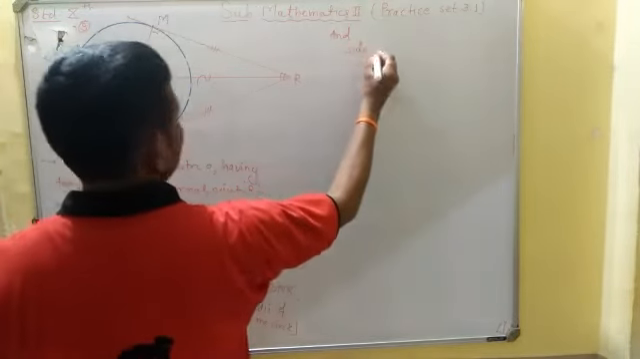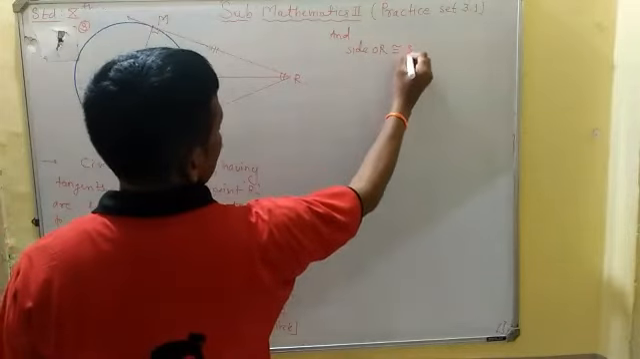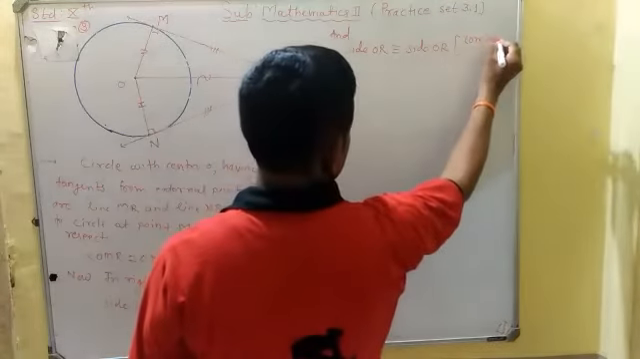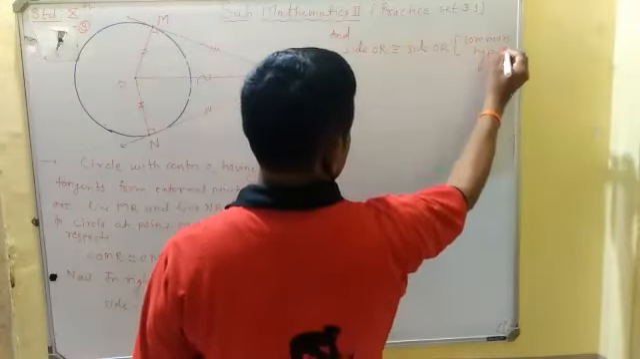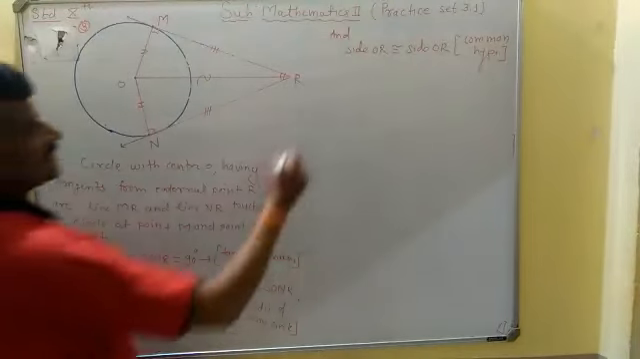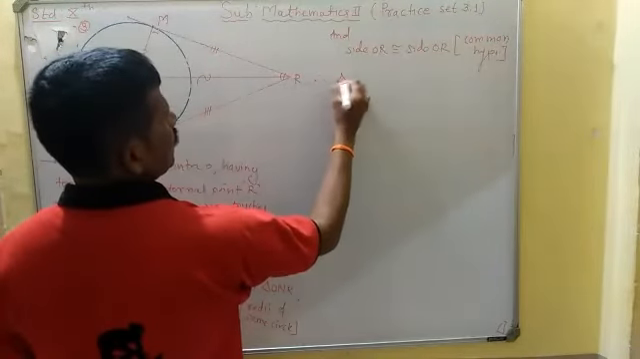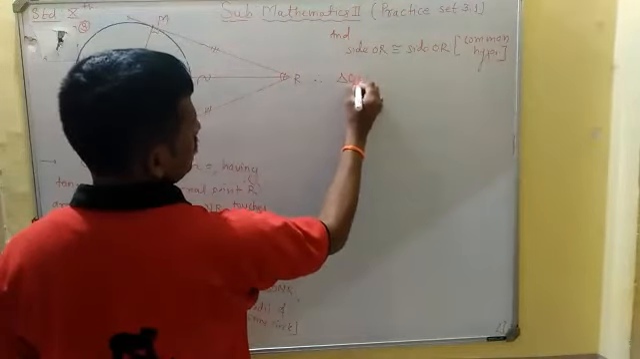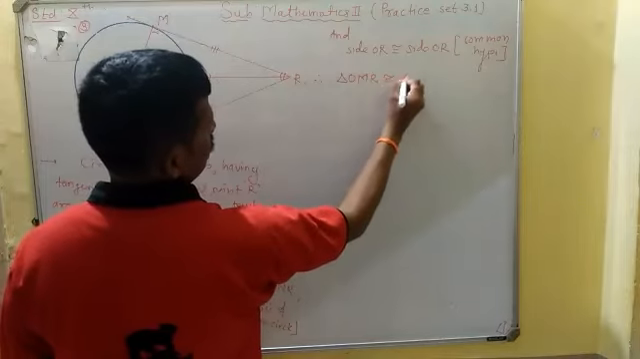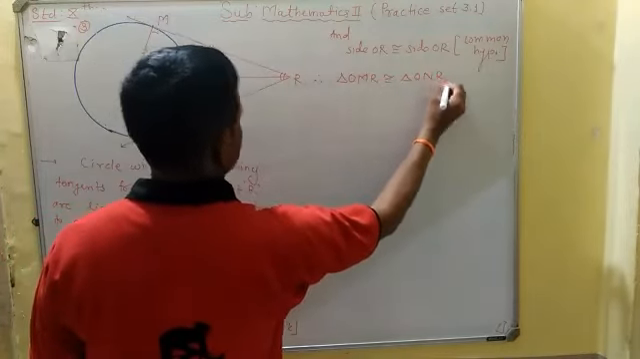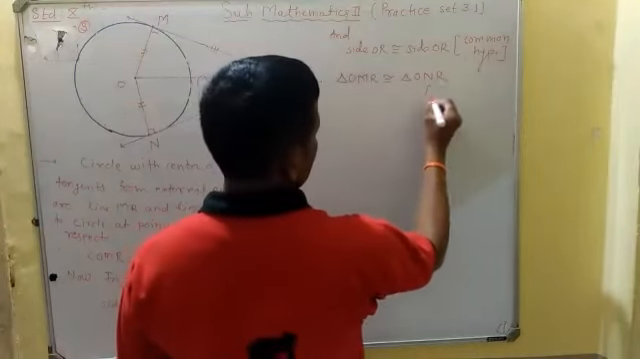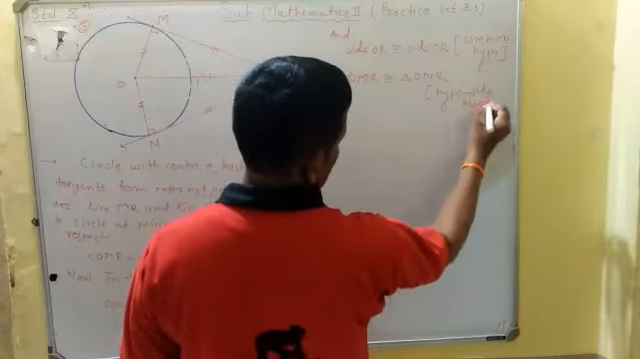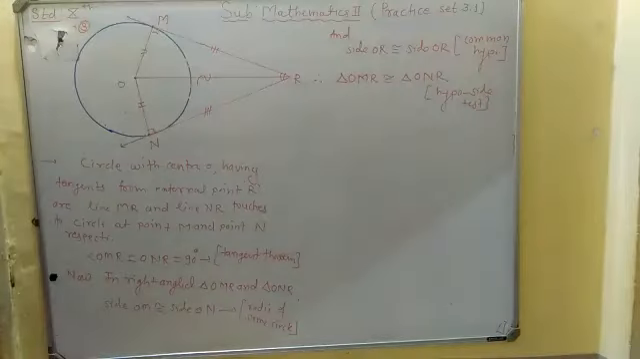Side OR is congruent with side OR, the common hypotenuse. Okay, and henceforth we say that triangle OMR is congruent with triangle ONR. Give the reason: hypotenuse side test. त्यानुसार हे दोन राइट एंगल ट्रायंगल कॉन्ग्रुएंट झाले.